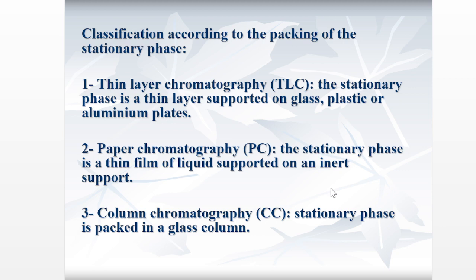Classification on the basis of the nature of the stationary phase. In this classification, the first type is thin layer chromatography, also called TLC. The stationary phase is a thin layer supported on a glass, plastic, or aluminum plate. Paper chromatography, in which the stationary phase is a thin film of liquid supported on an inert support. The third one is column chromatography, in which the stationary phase is packed in a glass column.